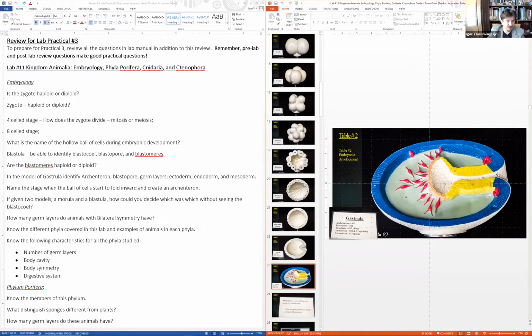Name the stage when the ball of cells starts to fold inwards. Whenever it starts folding inwards, so we have a blastula starting to collapse, that's a gastrula.